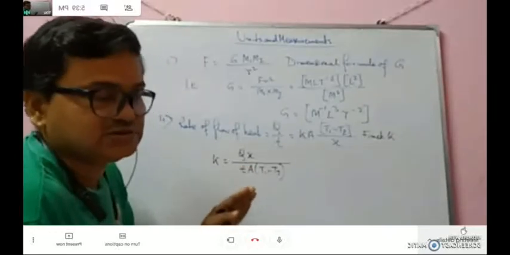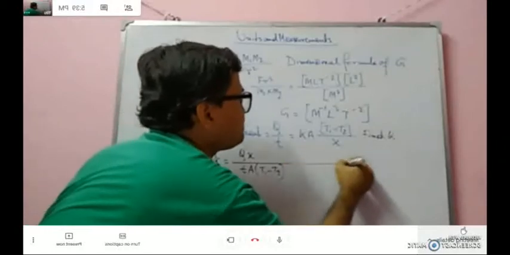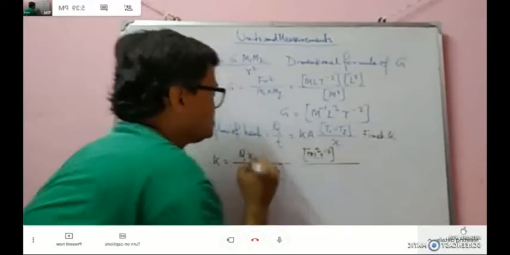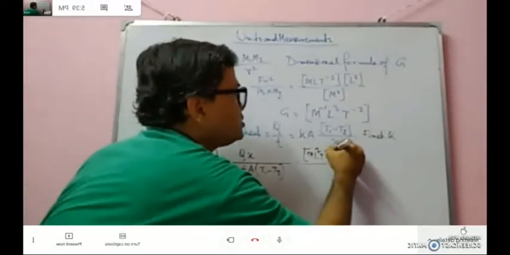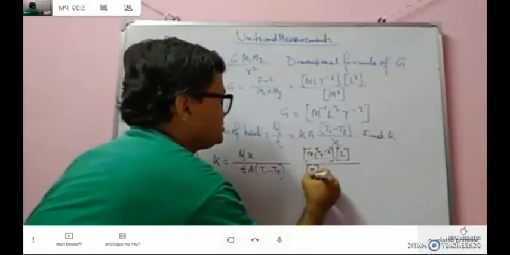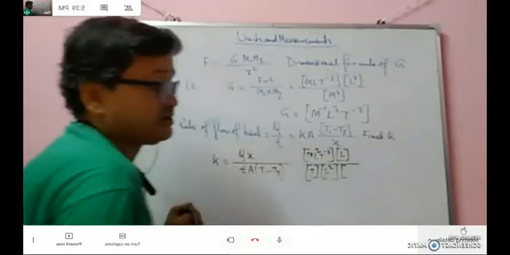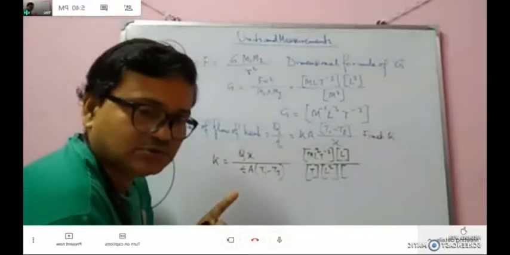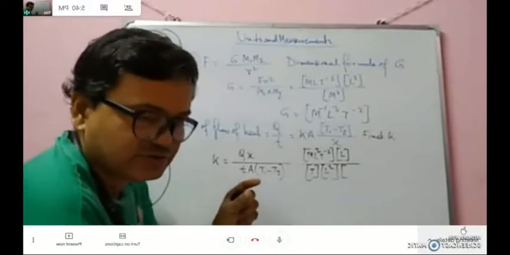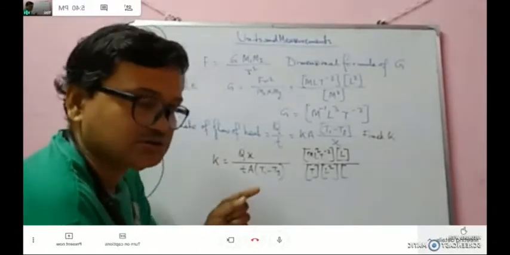So what is that? M L square T to the power minus 2. So put the value: M L square T to the power minus 2. x is the length, so L. Then t is time, A is area, and this is temperature. Now, temperature is also a fundamental quantity according to SI. And what do we dimensionally write? We write either K because it comes from Kelvin, or theta.